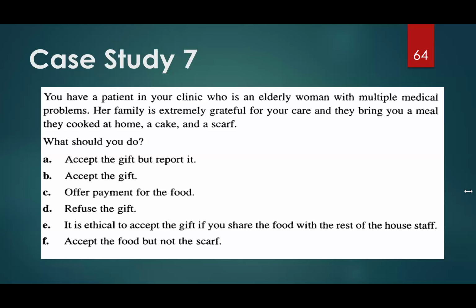Gifts should not be linked to specific expectations, for example a particular prescription or the successful completion of paperwork, like disability forms. Okay, so small gifts of nominal value are accepted. In this case, the scarf, the food, and the cake are accepted. So here you can accept the gift.